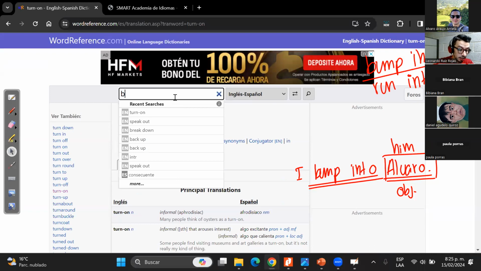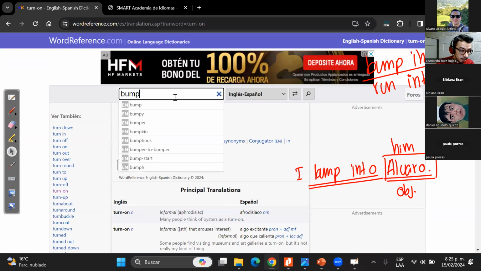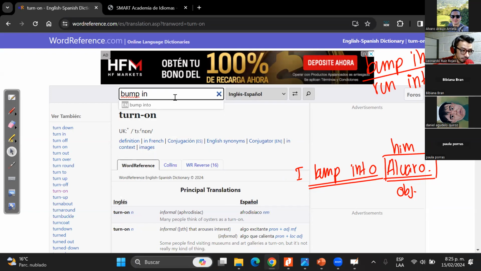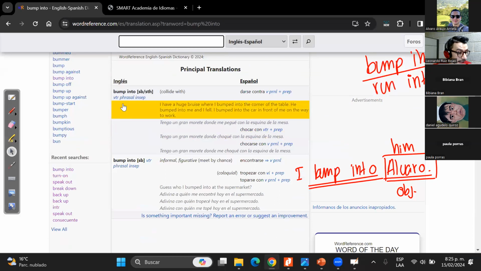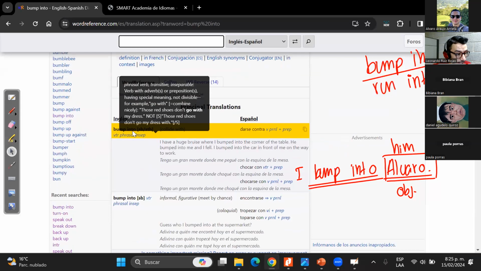Let's talk about bump into. Entonces, ahí está el phrasal verb, y lo busco, right? Bump into. Entonces me dice, ok, it's a phrasal verb, pero es que dice ahí, Vivi, could you please read the black part?